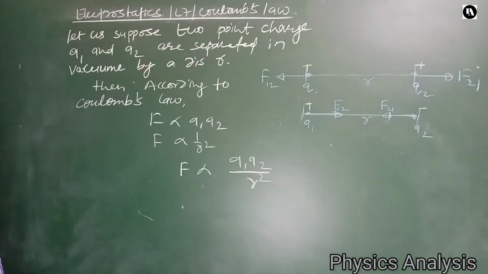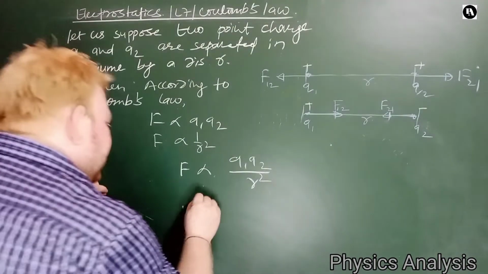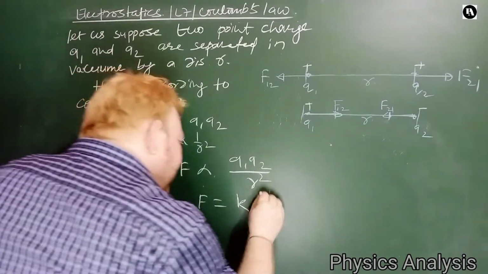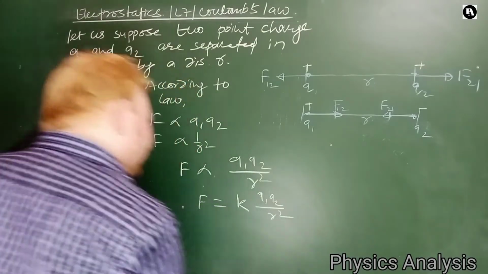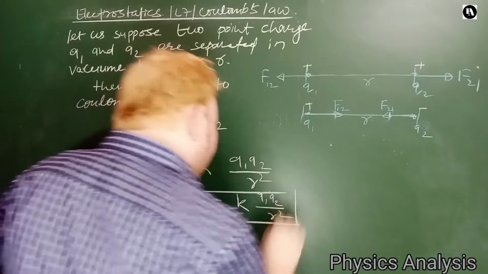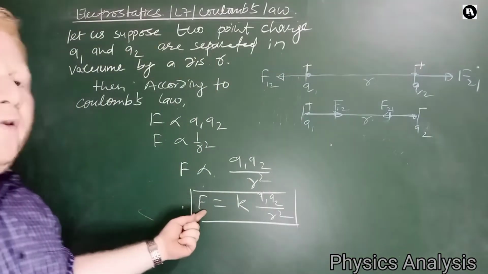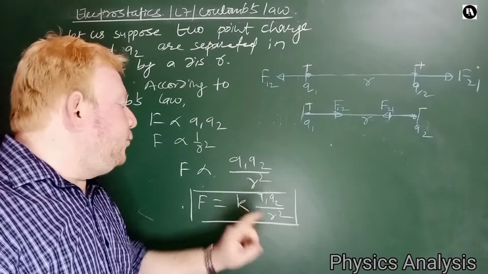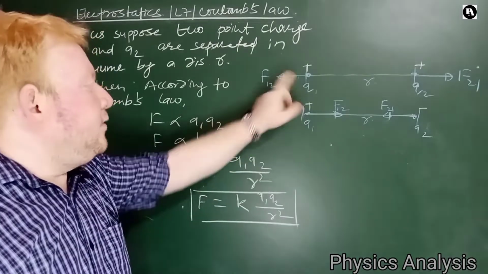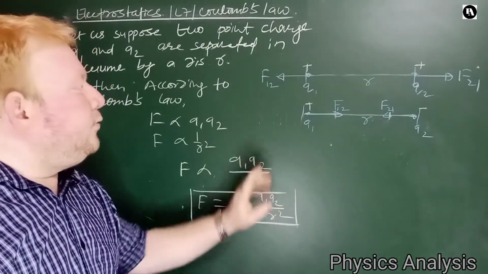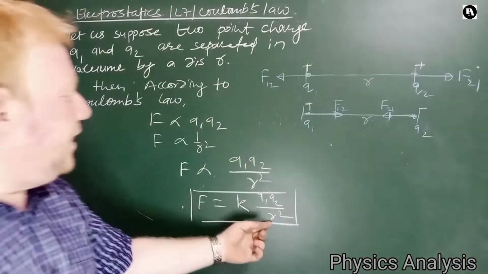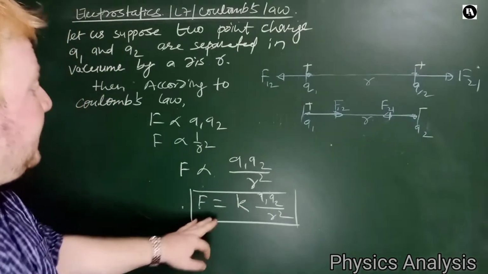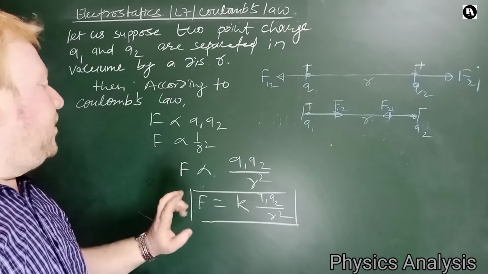Now to remove the sign of proportionality, we need to put in one constant, small k. So F is equal to k Q1 Q2 upon r squared. This is the expression, the formula, for electrostatic force, where Q1 and Q2 are the charges and r squared is the square of the distance of separation. This expression is for the static force.